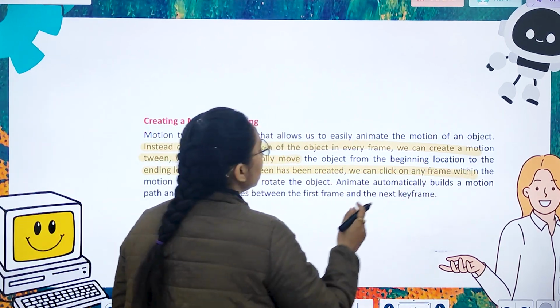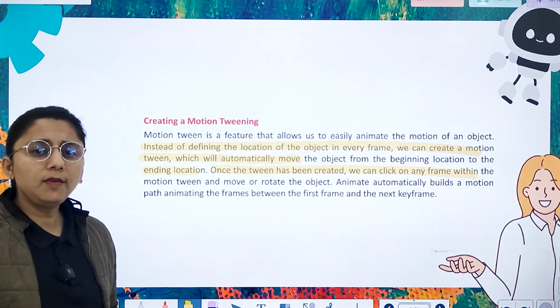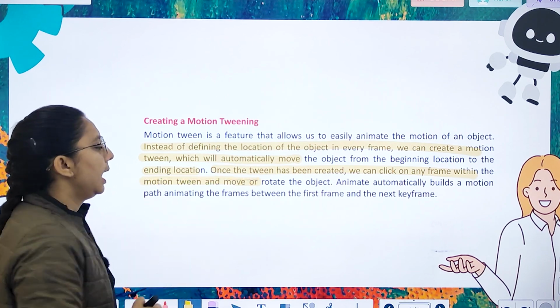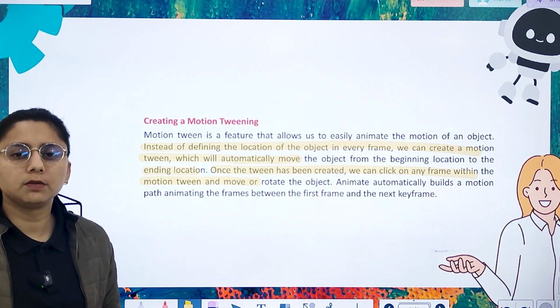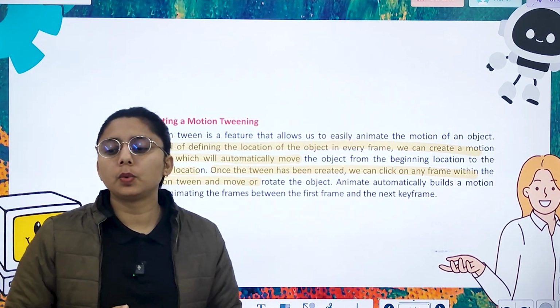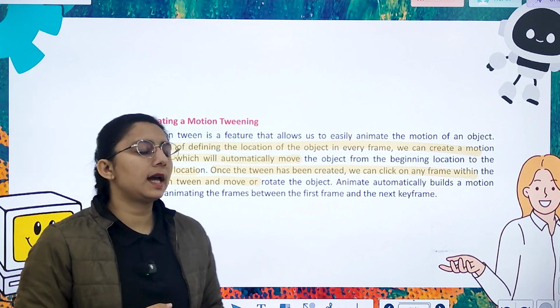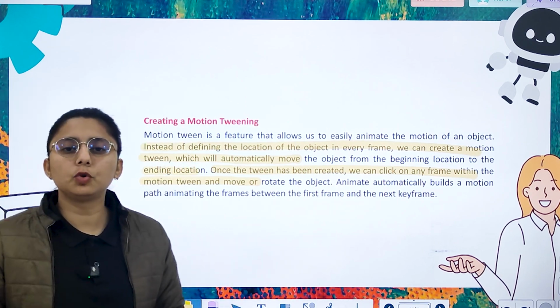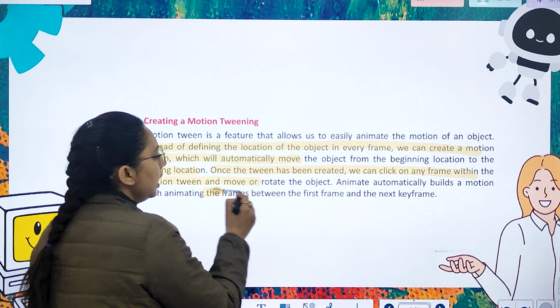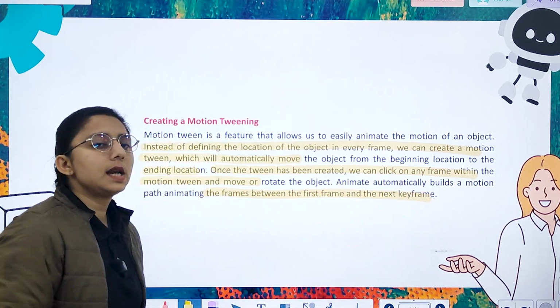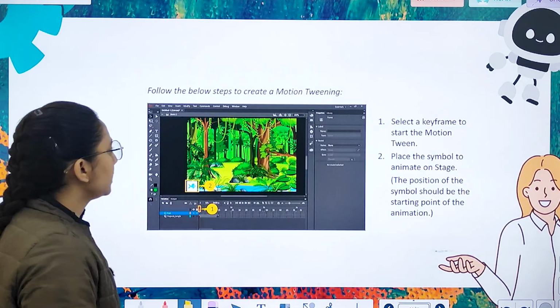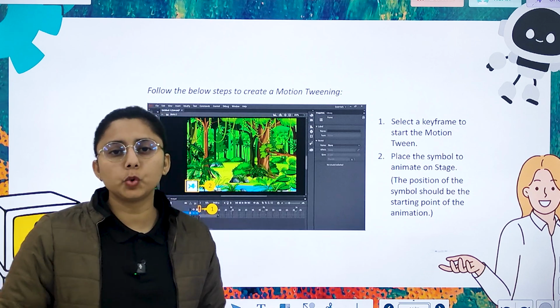Once the tween has been created, we can click on any frame within the motion tween and move or rotate the object. So for that, we will animate automatically, which will build a motion. It will show you the motion path between the first and the next keyframe. Now next are the steps to create a motion tween.